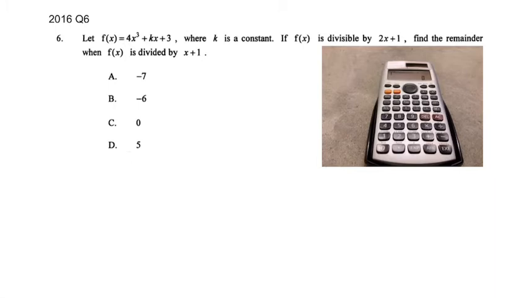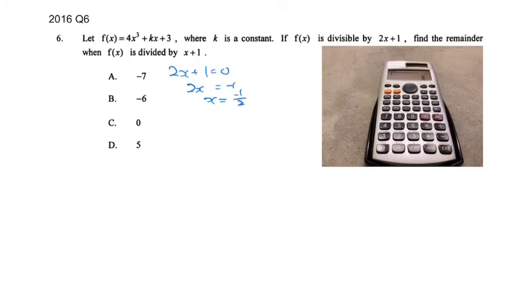Let's get started. You have a function f(x) = x cubed plus kx plus 3. And then we know that f(x) is divisible by 2x plus 1. Whenever you see it's divided by something or divisible by something, divisible basically means the remainder is 0. So when you see such a thing, the first step you can do is set that thing equal to 0, so that you know what you have to substitute in terms of x.